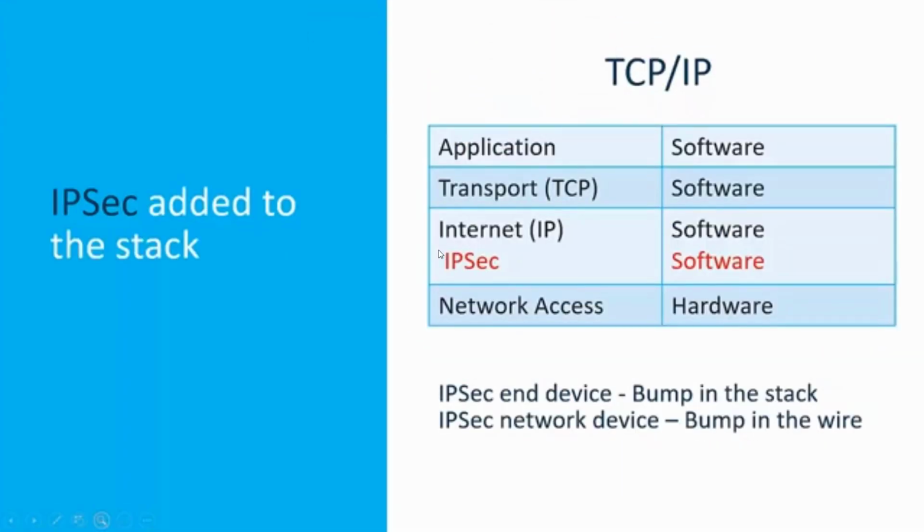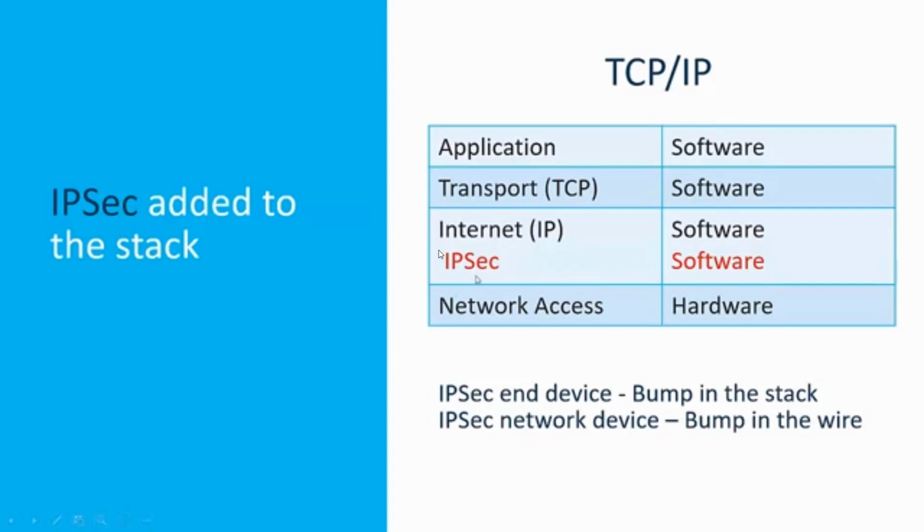IPsec can be implemented in the kernel of the operating system, or it could be added to the stack. This is more typical. You have the application layer, which is in software, the transport layer, where we have TCP and UDP, that's in software, and the internet layer, or IP layer, which also exists in software. IPsec is added at the internet or IP layer and is implemented in software.